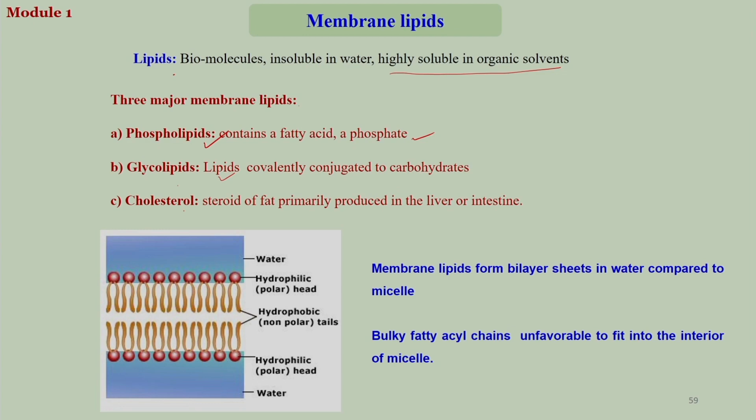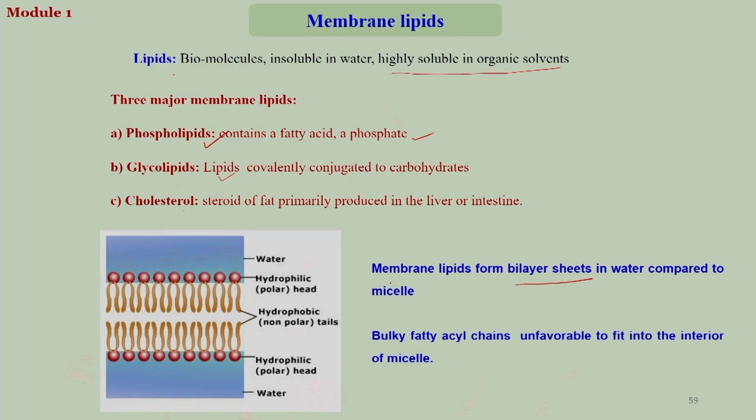Then the third one is the cholesterol. Cholesterol is a steroid or fat primarily produced in the liver or intestine. It is present in intestine and liver also. And the membrane lipids usually form a bilayer sheet, a planar kind of structure in water, compared to micelles.